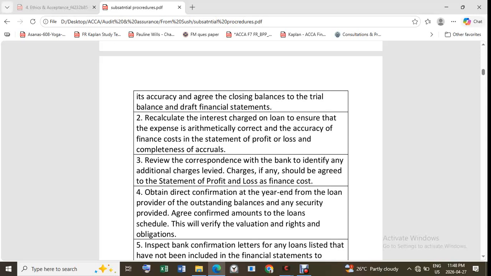Review the correspondence with the bank to identify any additional charges levied. Charges, if any, should be agreed to the statement of profit or loss as finance cost.